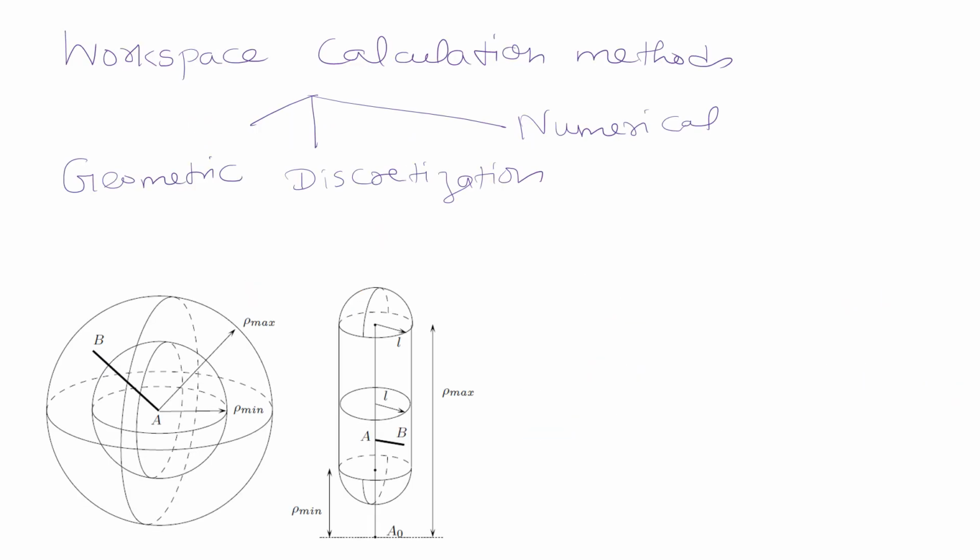So there are three different approaches to calculate the workspace of a parallel robot. One is the geometric approach, then the discretization method, and the numerical approach. We will discuss the pros and cons of each method. So, the geometrical approach.